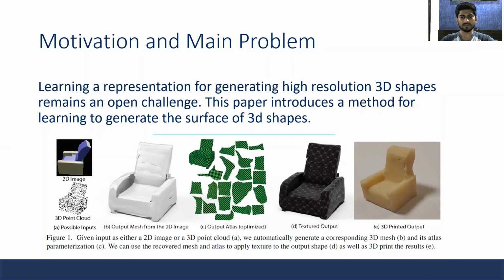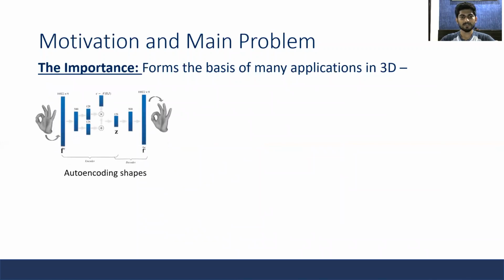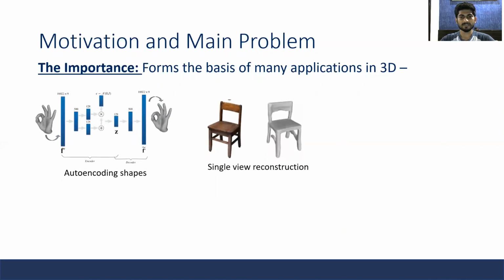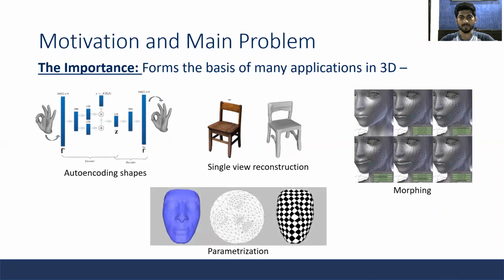And the Atlas part in this generation helps in sort of putting together the entire mesh such that you can get a high textured output, and you can also 3D print it. So the importance is that basically it forms a basis for many applications in three-dimensional space. So you can use it for auto-encoding shapes, for single view reconstruction, for morphing, and as well as for parametrization.